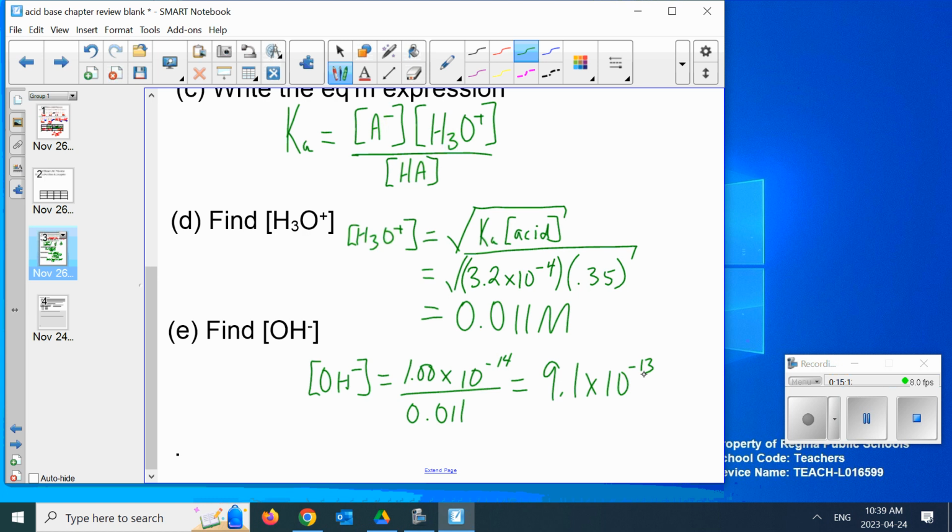Another way you could have done that was find the pH, subtract from 14 to find the pOH, and then 10 to the minus pOH to find it. You'd probably get a slightly different value. I wouldn't get full marks unless I put the units.